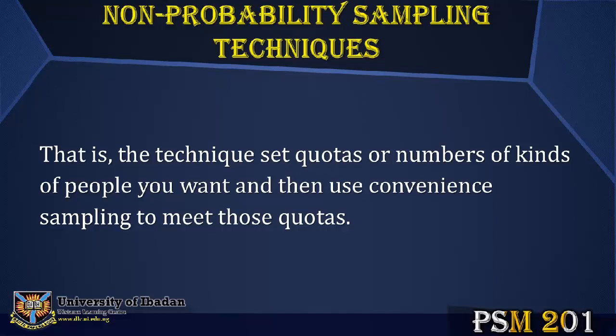Example: a set of quotas might be as follows: find 25 Yoruba males, 25 Hausa males, 25 Yoruba females, and 25 Hausa females. You use convenience sampling to find the people. The key is making sure you have the right number of people for each quota.